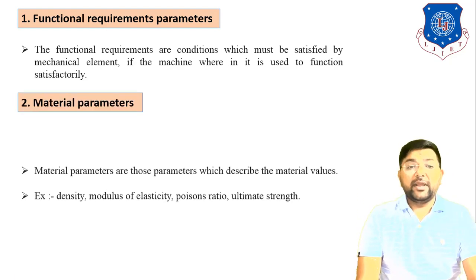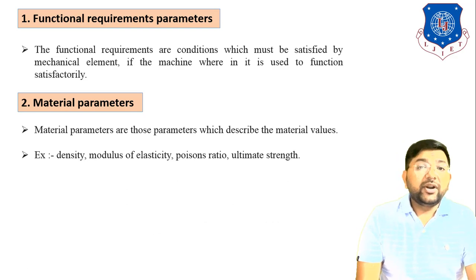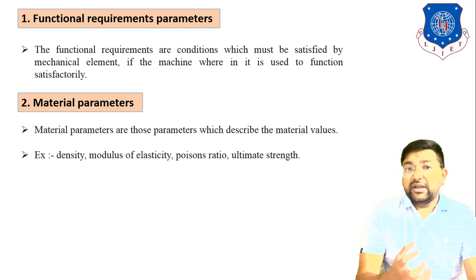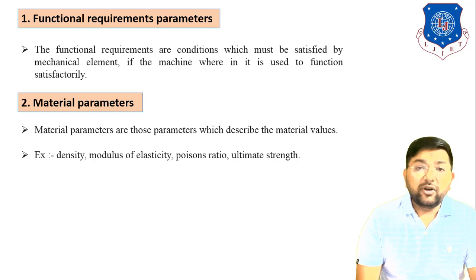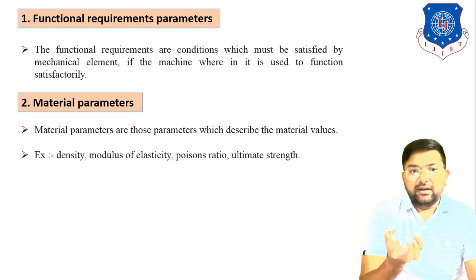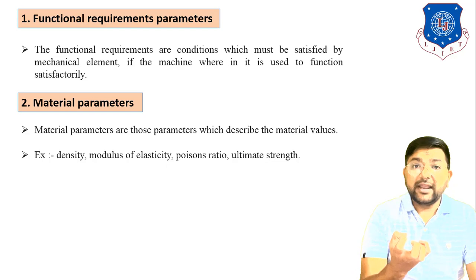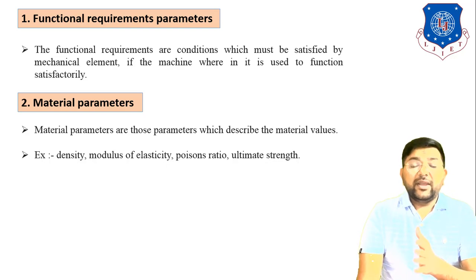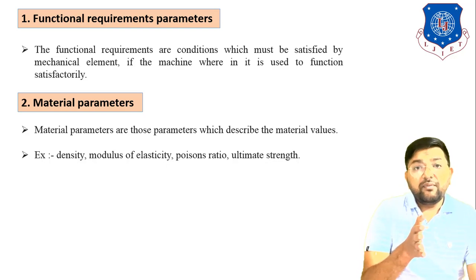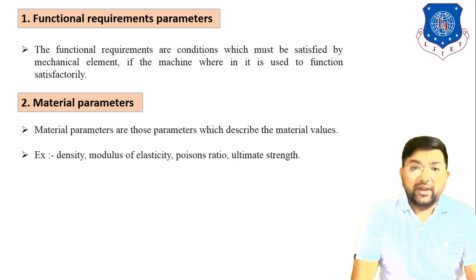Second one, material parameters. Material parameters are those parameters which describe the material values. So material is a main important parameter in optimization. For example, what is the density of the material, what is the modulus of elasticity, what is the Poisson ratio, what is the ultimate strength. So material parameters define the values of all these, like density, Poisson ratio or modulus of elasticity.